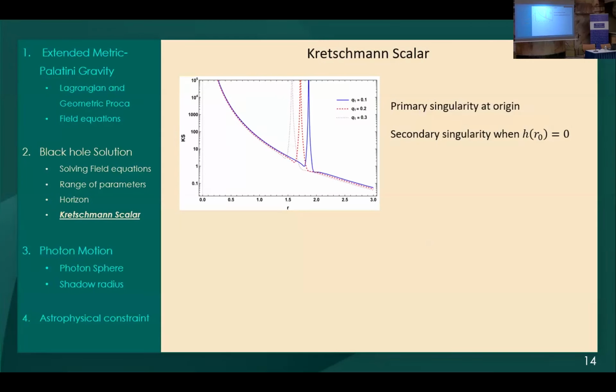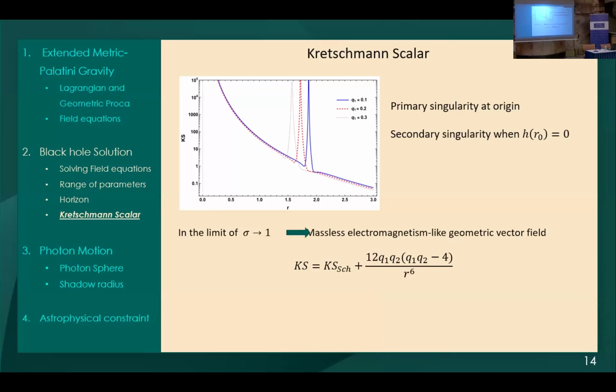Then we studied the structure of the singularity. When we calculate the Kretschmann scalar, we see that it shows two singularities. One primary singularity at the origin, and there is a second singularity where g_tt goes to 0. And the place of the second singularity depends on the charge of the black hole.